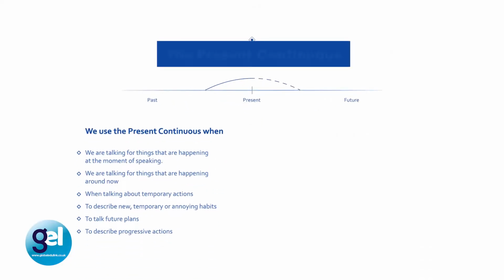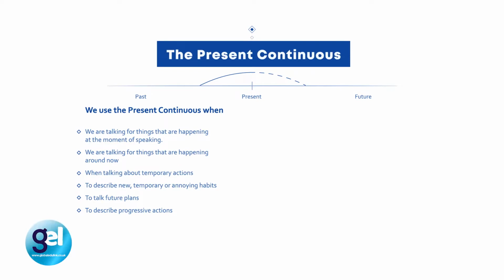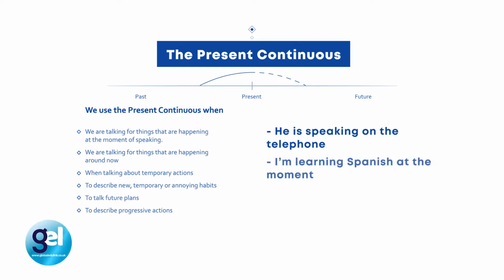Let's look at the present continuous. So how do we use the present continuous tense? We can use it for an action in progress at the time of speaking. I am waving. I am eating. He is speaking on the telephone. We can use it for a temporary situation. I'm learning Spanish at the moment.